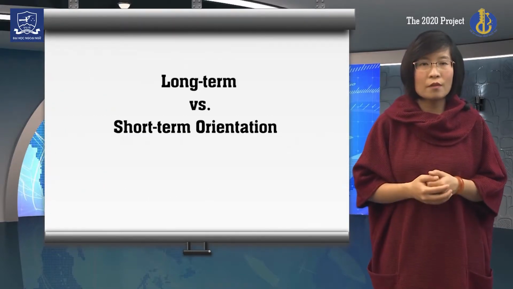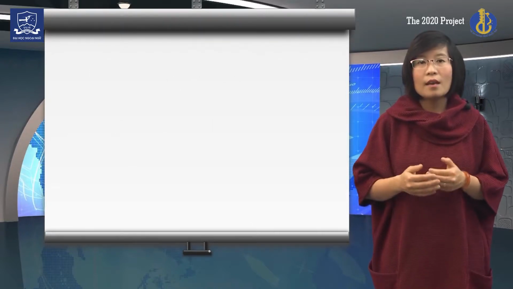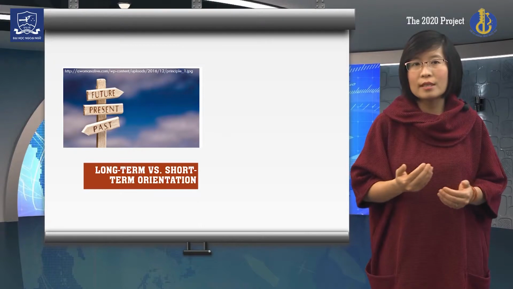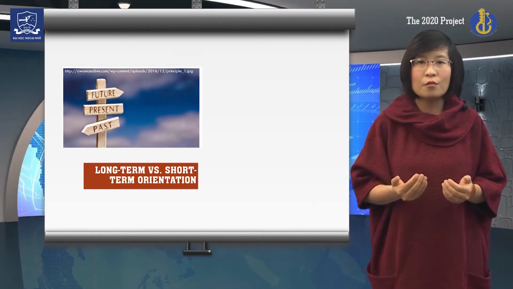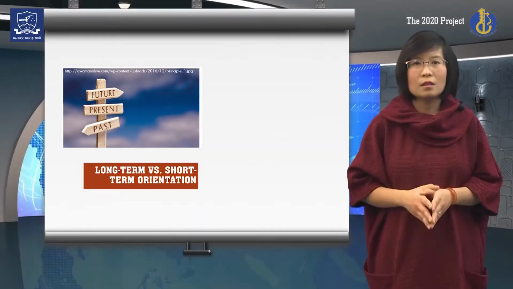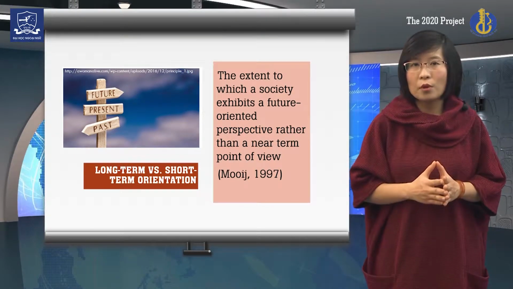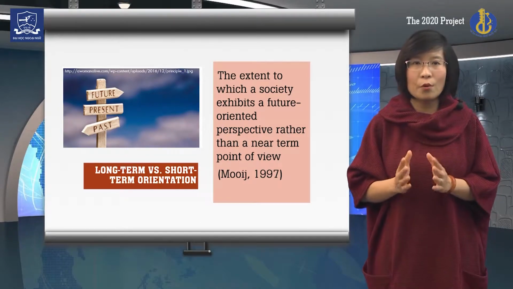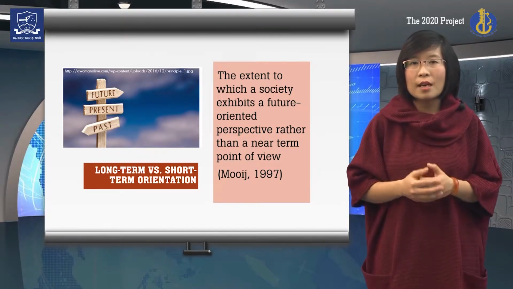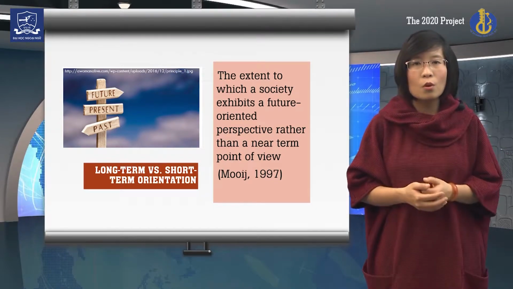The fifth dimension of culture is the long-term versus short-term orientation index. Every society has to maintain some links with its own past while dealing with the challenges of the present and the future. Societies prioritize these two goals differently. Long-term versus short-term orientation refers to the extent to which a society exhibits a future-oriented perspective rather than a near-term point of view. In other words, it refers to whether a society places more value on the past, the present, or the future.